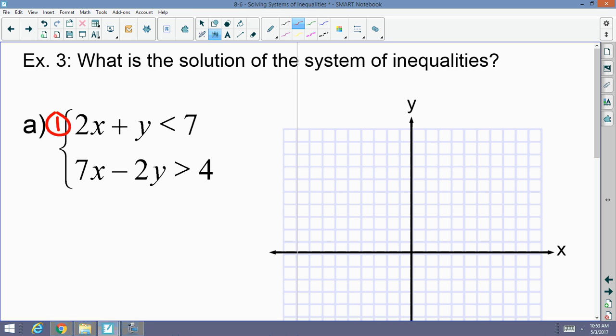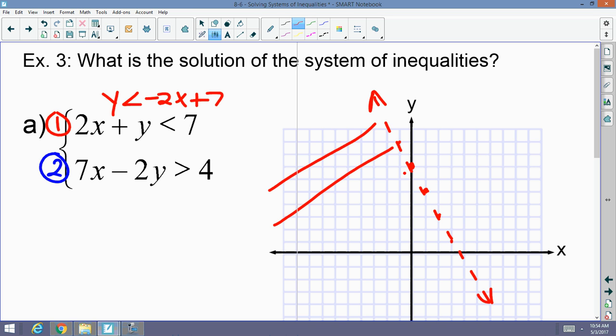Red and blue. Okay, let's get my red here. I'm going to subtract 2x, so y is less than negative 2x plus 7. What's my y-intercept here for my red inequality, please? 7, 1, 2, 3, 4, 5, 6, and 7. What's my slope, please? Negative 2 over 1, so I'm going to go down 2 over 1 to the right. Dash or solid? Dashed. Do I shade above or below? Below, because it's less than. Very good. So we're going to shade below.